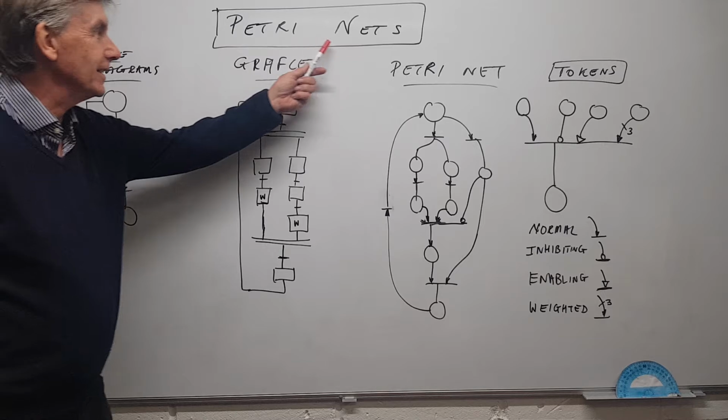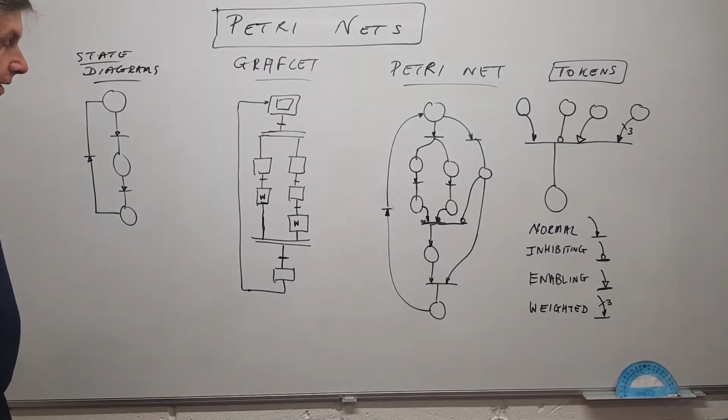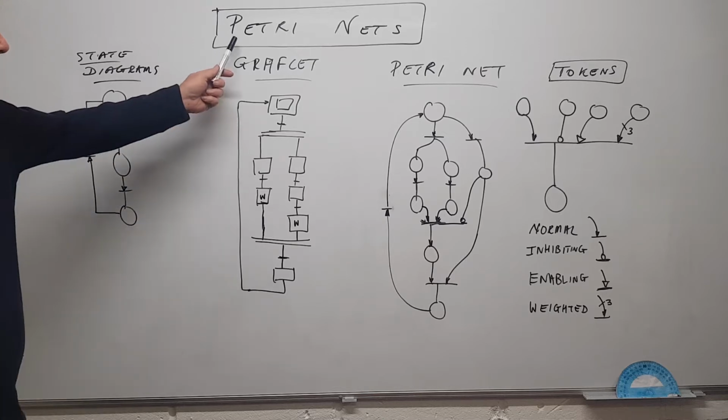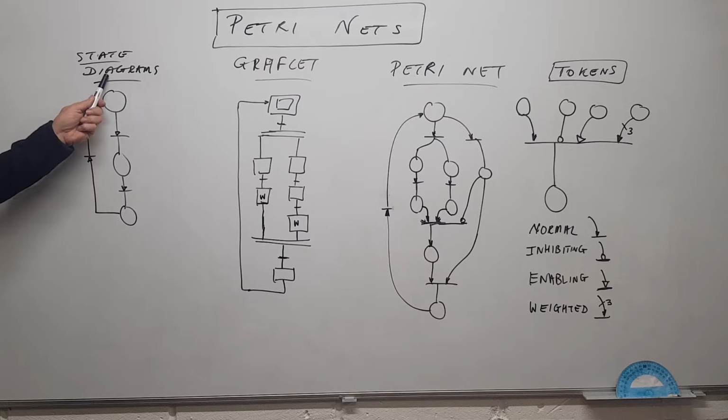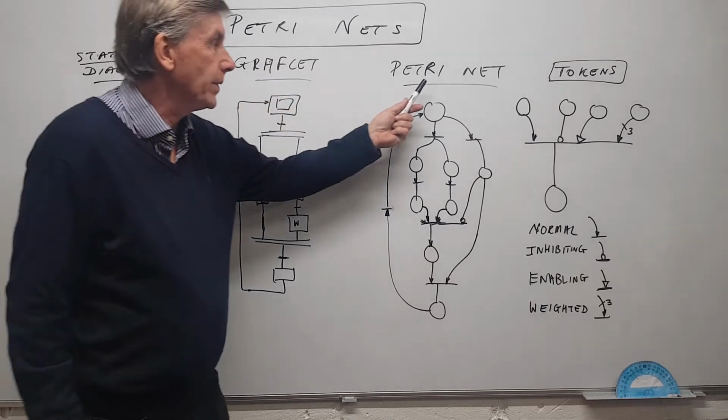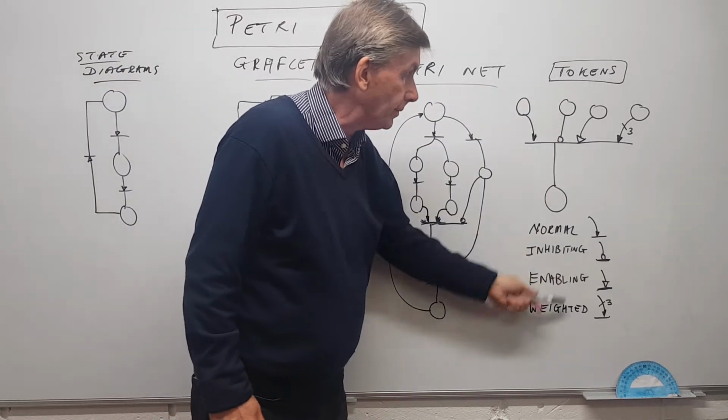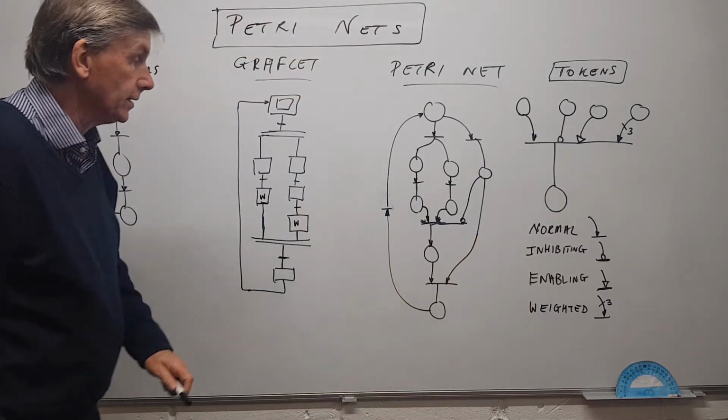This is just a quick recap of what you've been doing and looking at over this week. The topic has been Petri nets. So I thought we'd start off by comparing state diagrams, graph sets and Petri nets, and then a little bit about some properties of Petri nets as well.